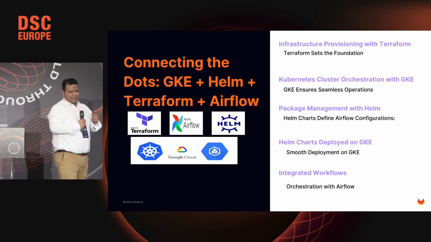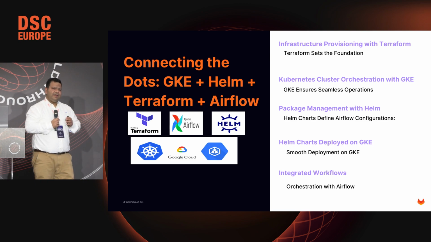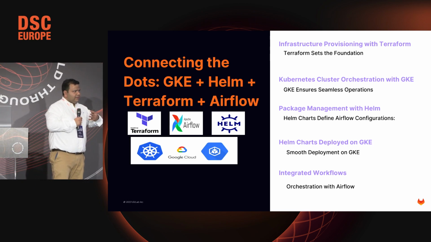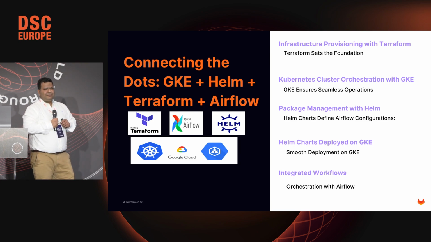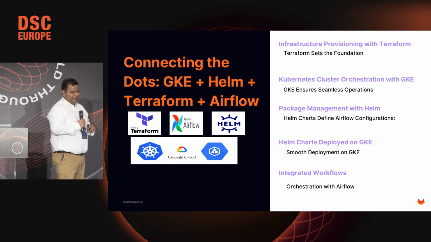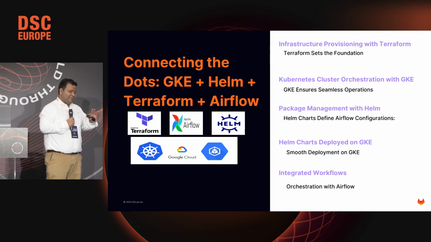And then we do the package management with Helm. Helm charts define the Airflow configuration. As I said, spinning up the server becomes much easier. If anything goes wrong, you can easily track it down. And when you deploy the Helm chart on GKE, this is my favorite part. It's a smooth deployment. You just run apply, and then sit back and relax to see that it's going well, or what's happening. And if anything breaks, you get the proper error.